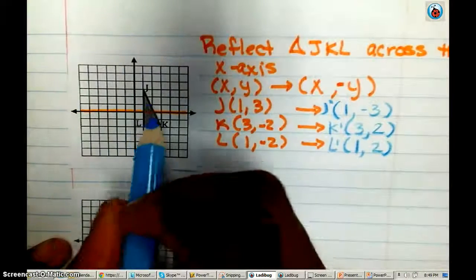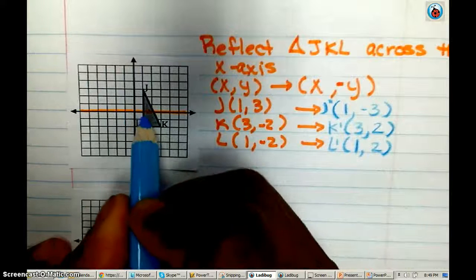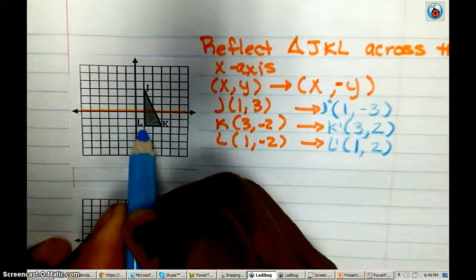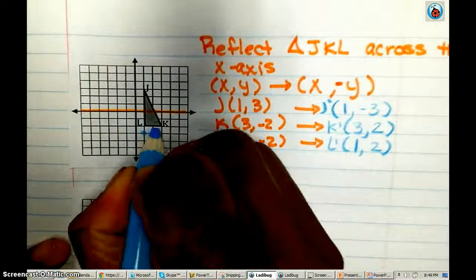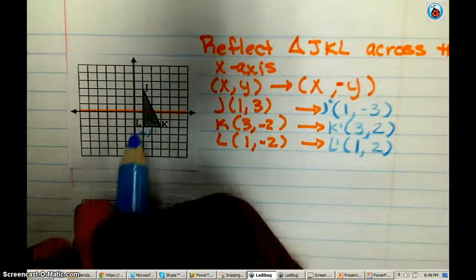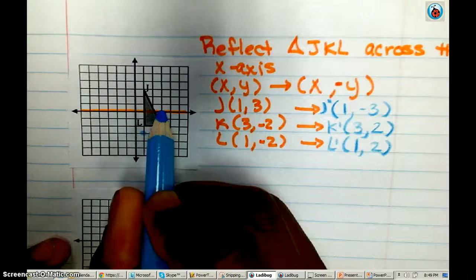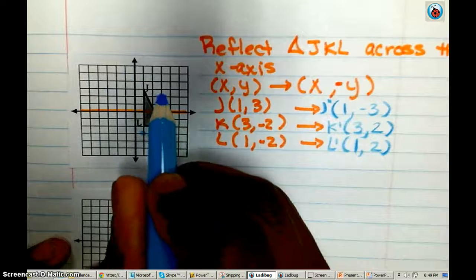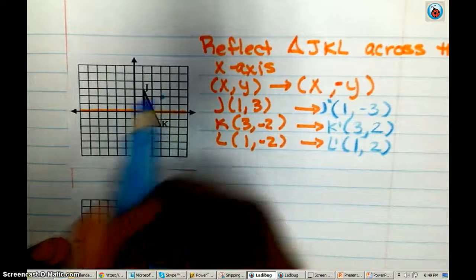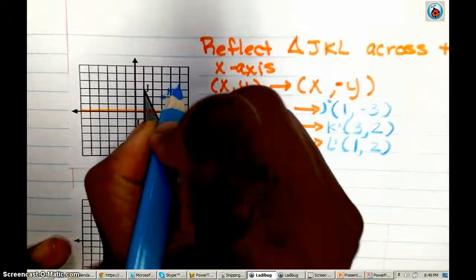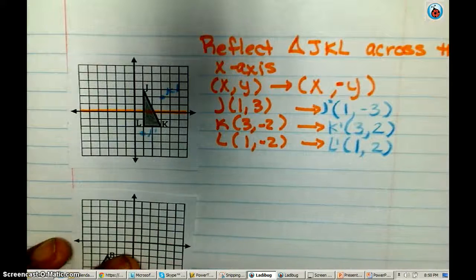J prime is going to be at 1, negative 3. So 1, 2, 3. I have J prime. K prime is going to be at 3, 2. 1, 2, 3. Positive 2. 1, 2. And it's going to be K prime. Make sure you're labeling your points.